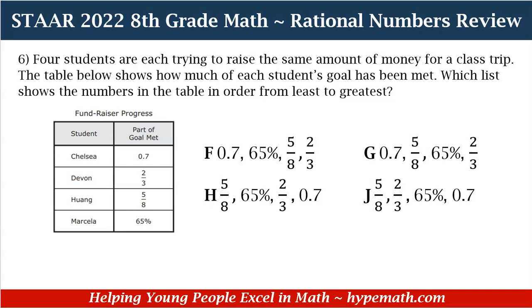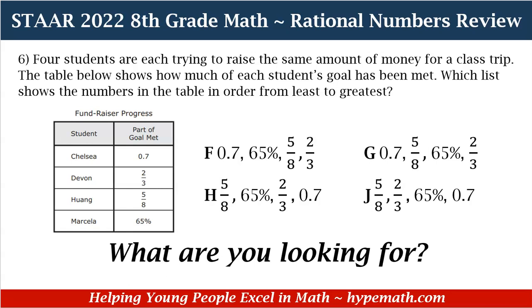For F, we have 0.7, 65%, 5/8, 2/3. For G, we have 0.7, 5/8, 65%, 2/3. H, we have 5/8, 65%, 2/3, 0.7. And for J, we have 5/8, 2/3, 65%, 0.7. Now that we have all of the information of our question, what is the most important question?